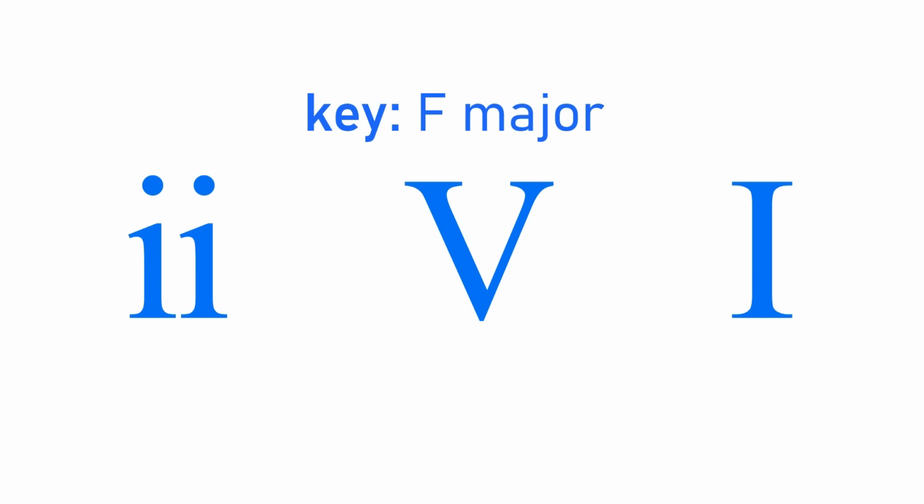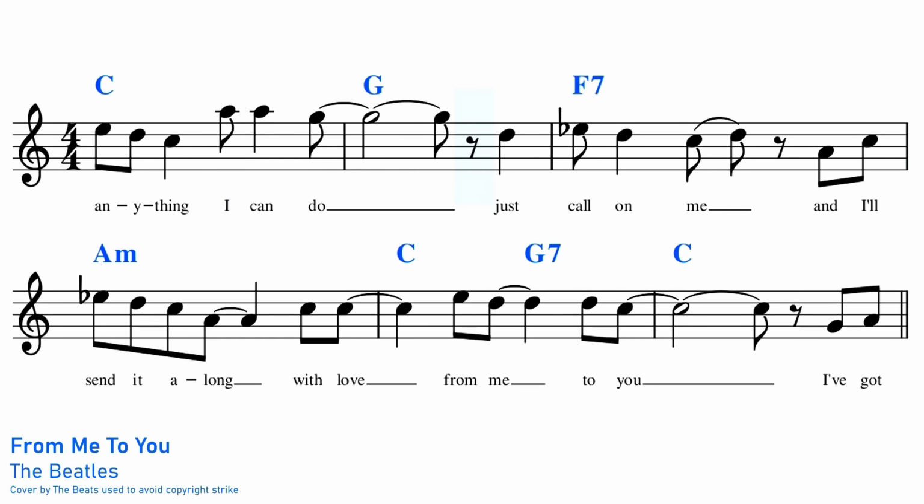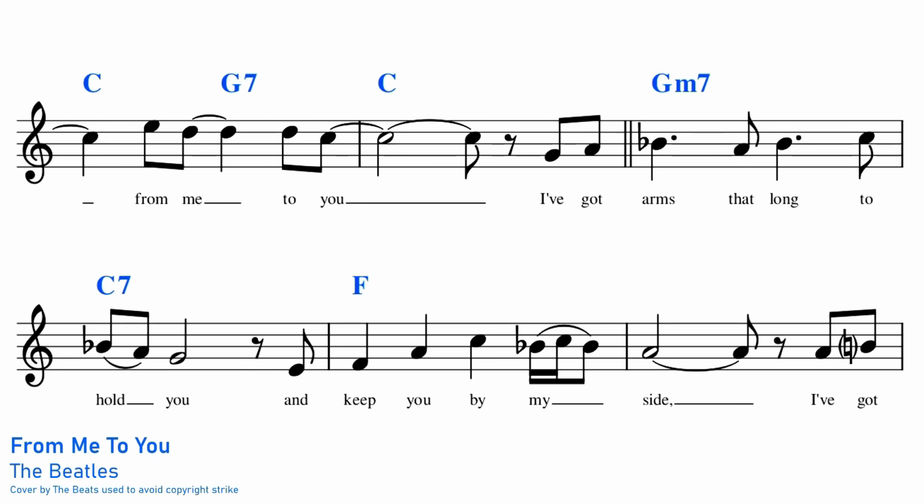And this is actually exactly what happens in the Beatles song From Me to You. During the verse of From Me to You, we are in the key of C major. However, for the middle 8, we get these chords, G minor, C and F. 2-5-1 in the key of F. So this 2-5-1 delivers us to the key of F.